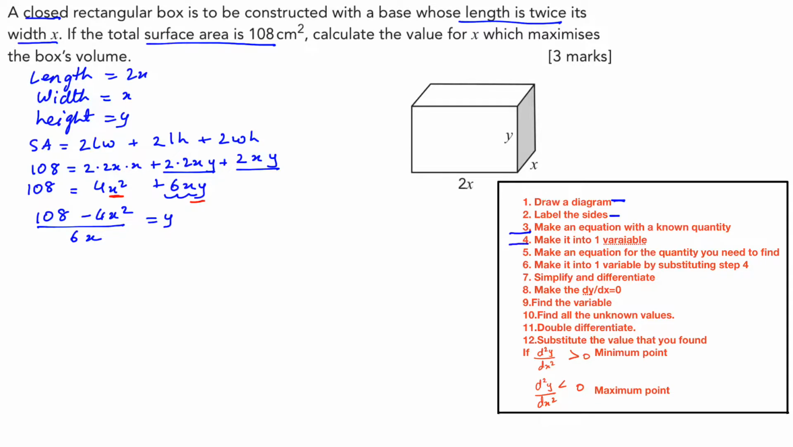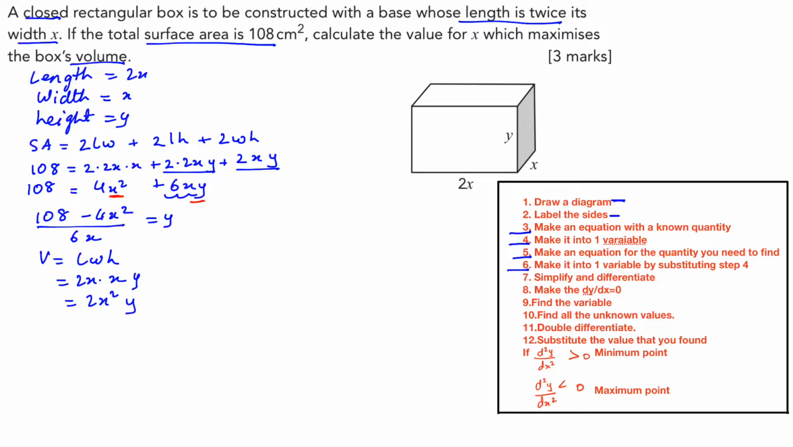We have also finished the fourth step. We made it into one variable. Now we will make an equation for the quantity we need to find. What do we need to find? The volume. The volume formula will also be given to you. Volume is equal to length times width times height. So again we are going to replace 2x, x and y. You have 2x squared y.